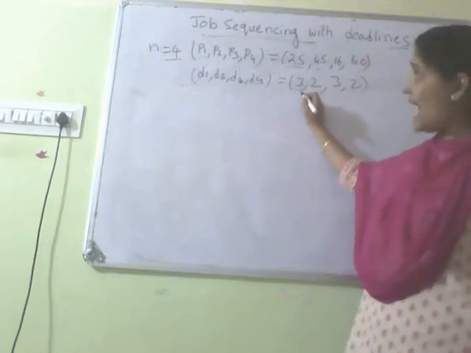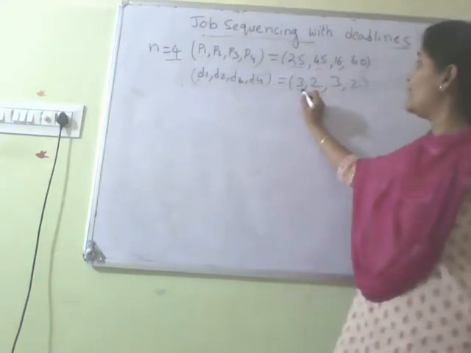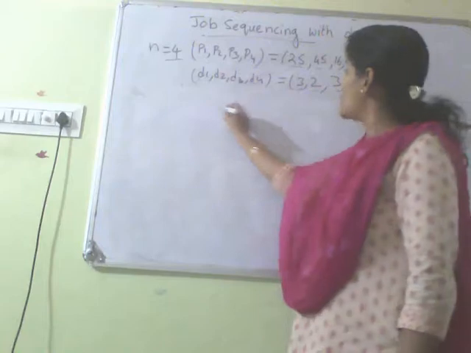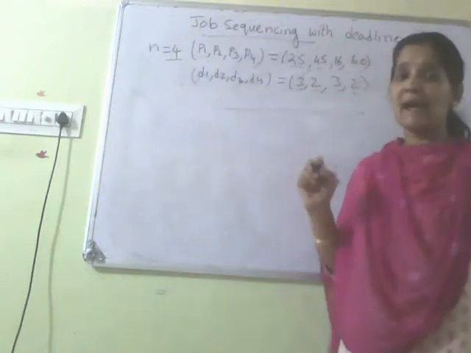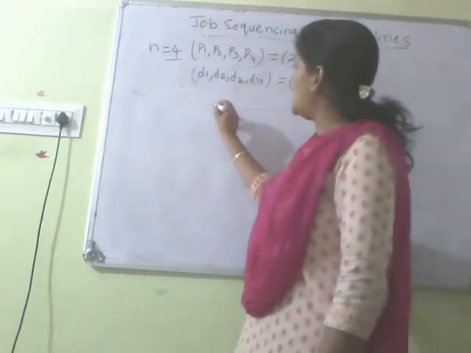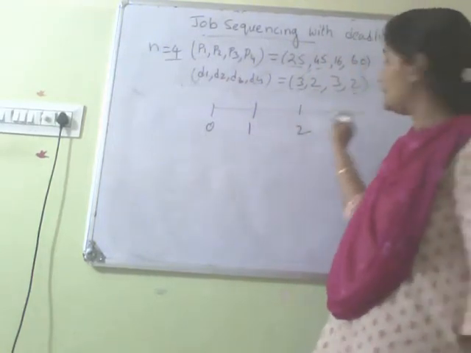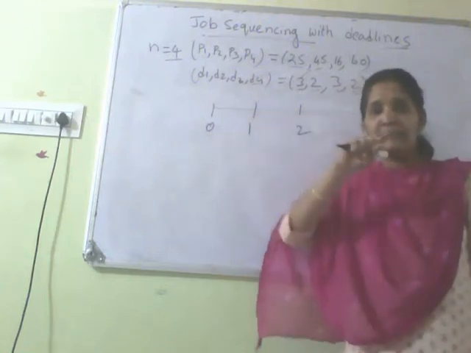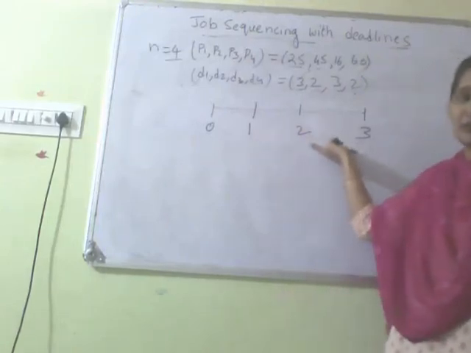What is the meaning of this? As I said, each and every job will take 1 unit of time. Now, what is the meaning of this 3, 2, 3, 2? If you observe these deadlines, the maximum deadline you have is 3. Each job will take 1 unit of time, so I'll take 0 to 1. This is 1 unit of time. 1 to 2 is another unit of time, and 2 to 3 is another unit of time here. This way, any job you take will be completed within 1 unit of time. So 0 to 1 is 1 slot, 1 to 2 is one more slot, and 2 to 3 is another slot.